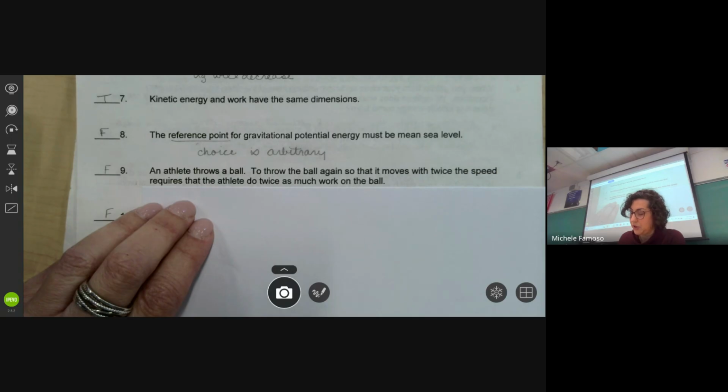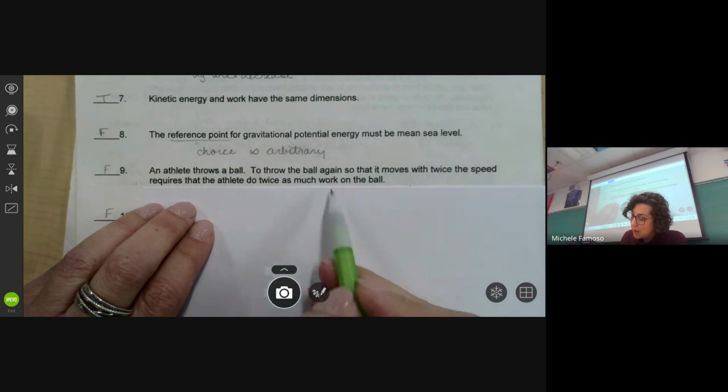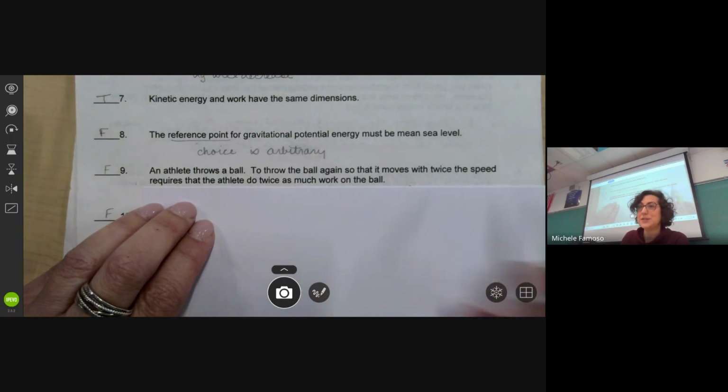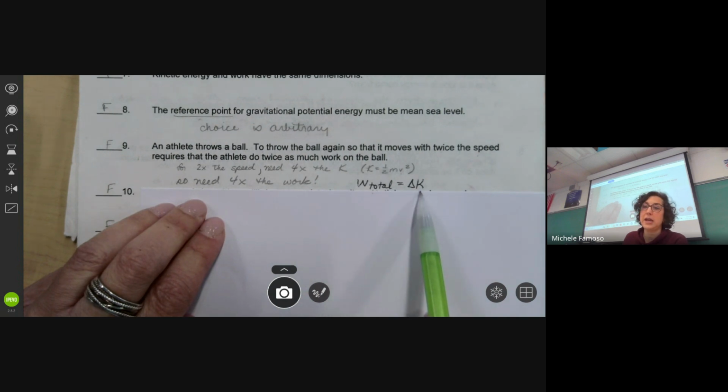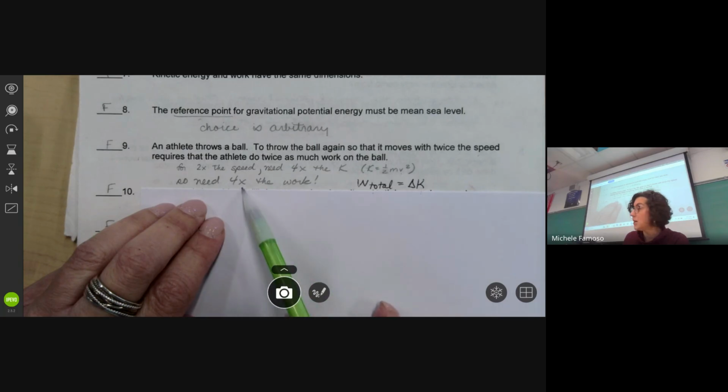If you want twice the speed, you're not going to do twice as much work. What are you going to do? I want to know how much more work you need to do to give it twice the speed. How much work are you going to do to give it twice the speed? It's not twice as much. 4 times as much. That's right. Because if the work is equal to the change in the kinetic energy, if you have twice the speed here, right? Speed is squared in the kinetic energy equation. That's a quadratic relationship. You're going to have to square a doubled factor, which gives you 4 times the amount.